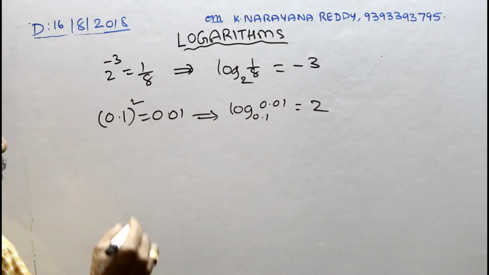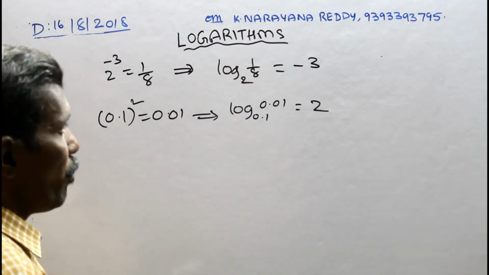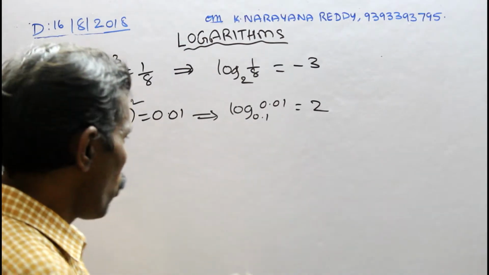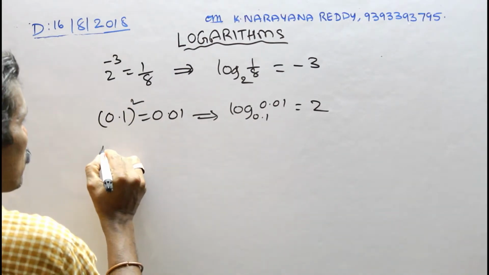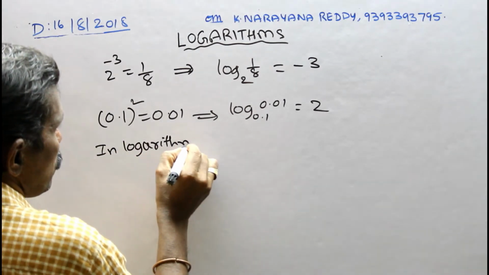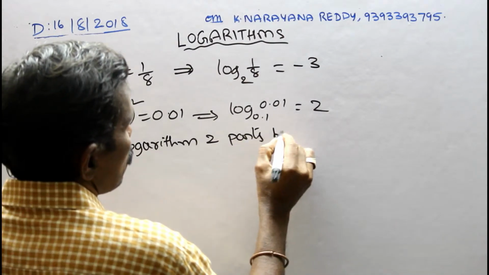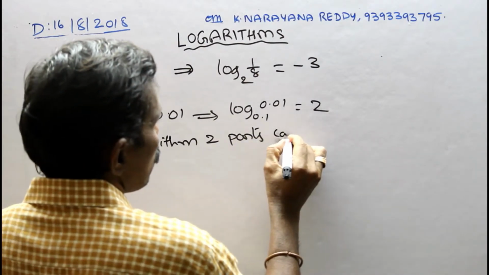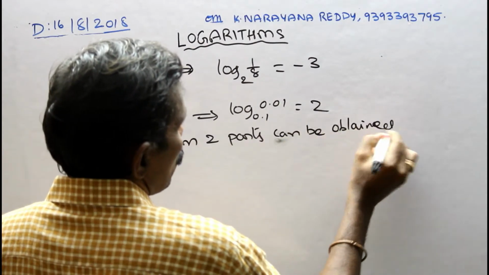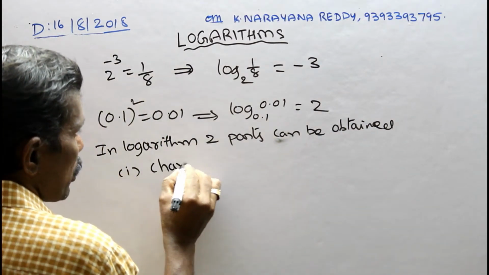Now another important point is characteristic and mantissa. Whenever you see a logarithm, two parts can be obtained. What are those? Number one is characteristic.